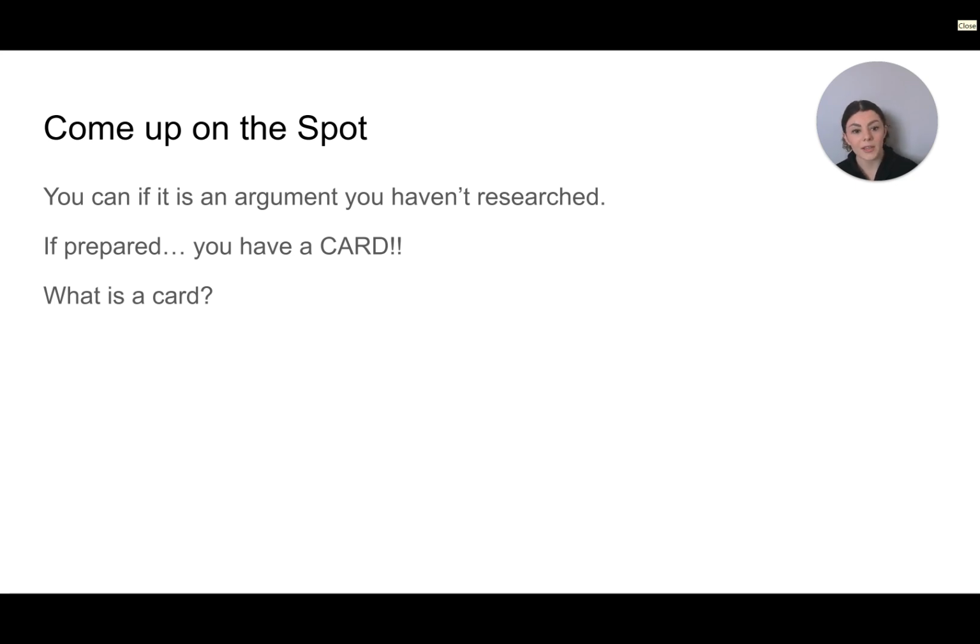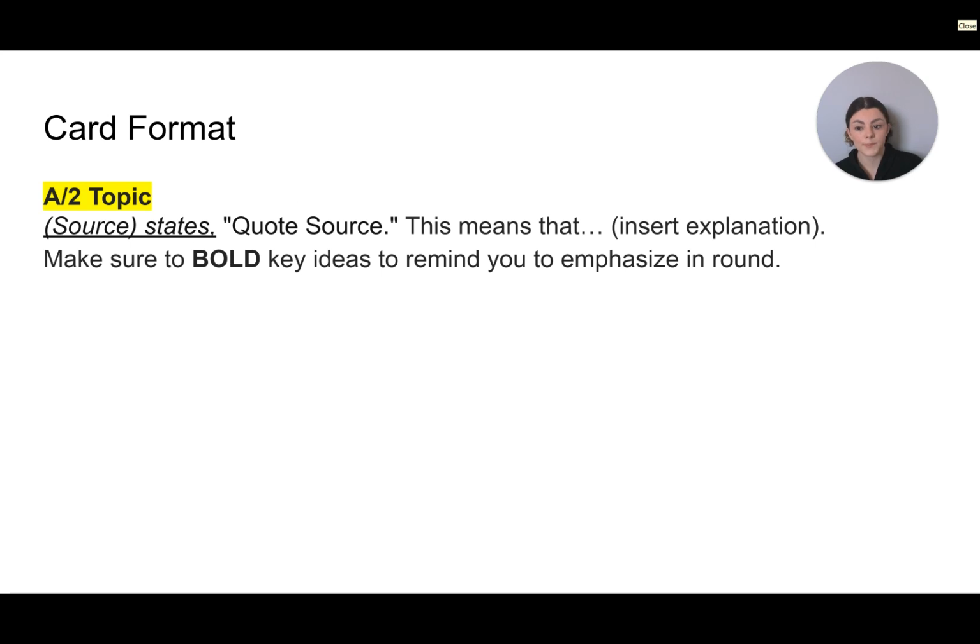So if you are prepared, you have a card, a rebuttal card. So what is a card? We talked a little bit about evidence and evidence cards that go into your constructive speech, and we looked at the format of that. The format with rebuttals is similar. Again, it depends on how you want to format it. So let's look at some examples.